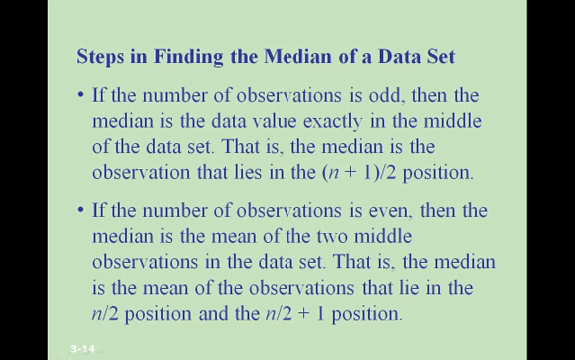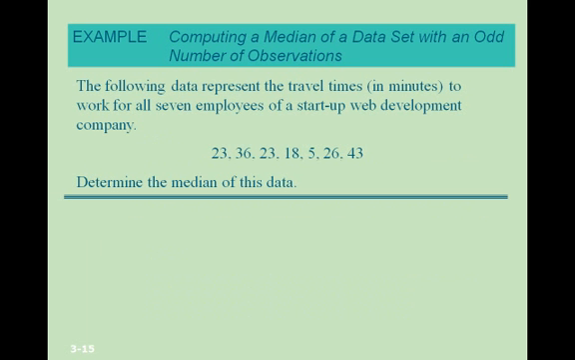If the number of observations is even, then the median is the mean of the two middle observations in the data set. That is, the median is the mean of the observations that lie in the n divided by 2 position and the n divided by 2 plus 1 position.